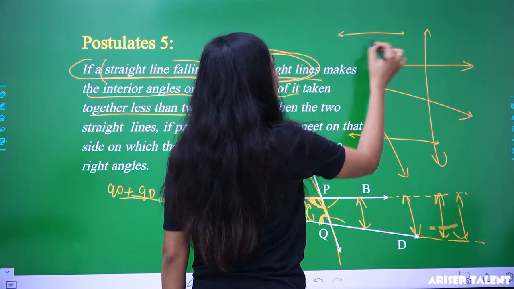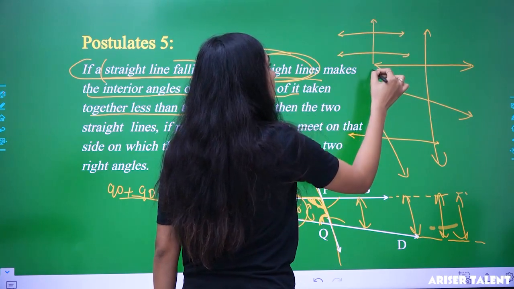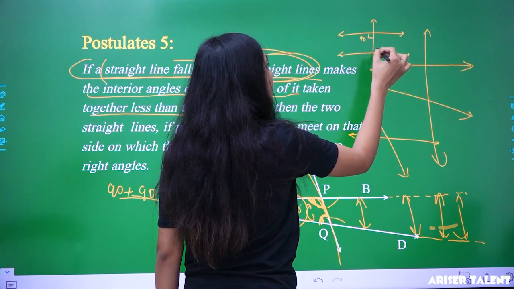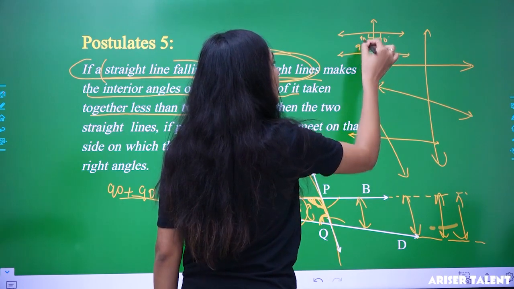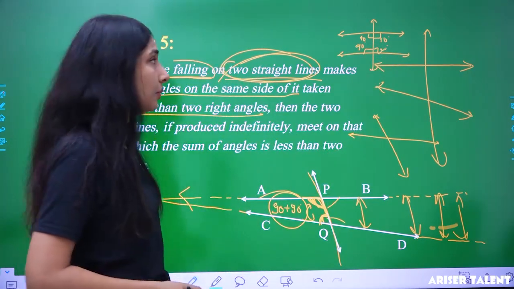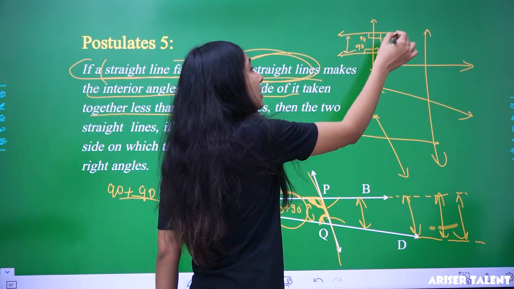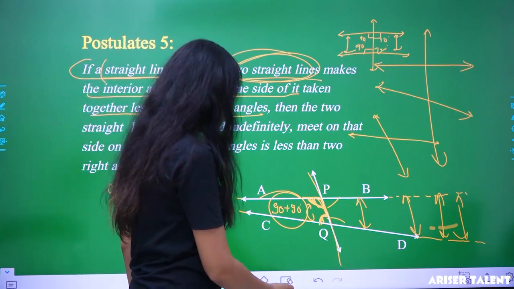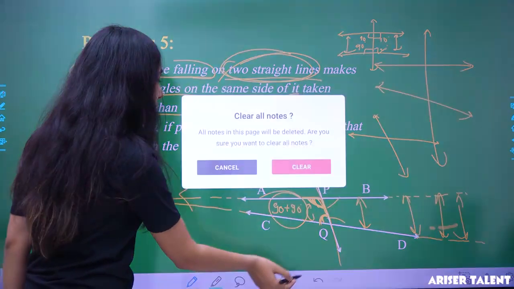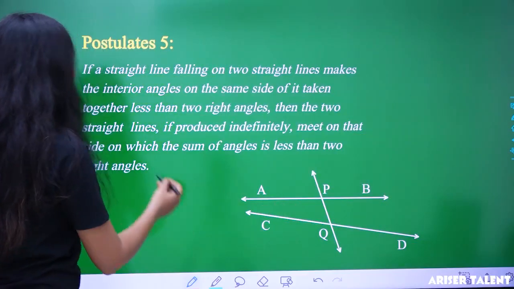What if the angle is 90 degrees here and 90 degrees here, which makes this also 90 degrees and also 90 degrees? In that case, what happens? These are two parallel lines. They will never meet. So, we are talking about this particular side only.